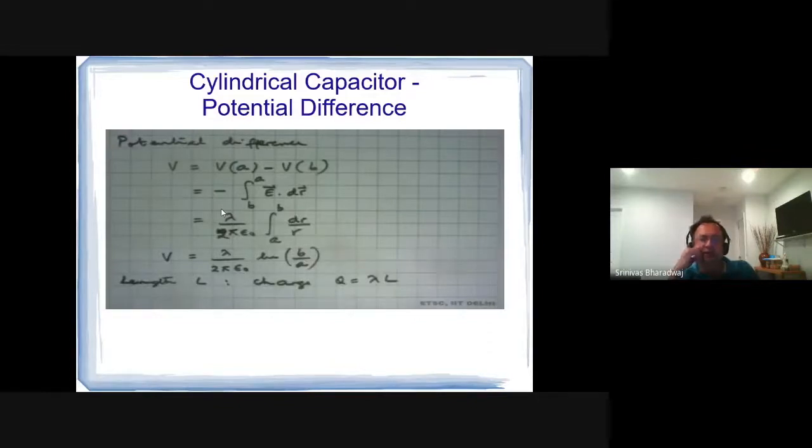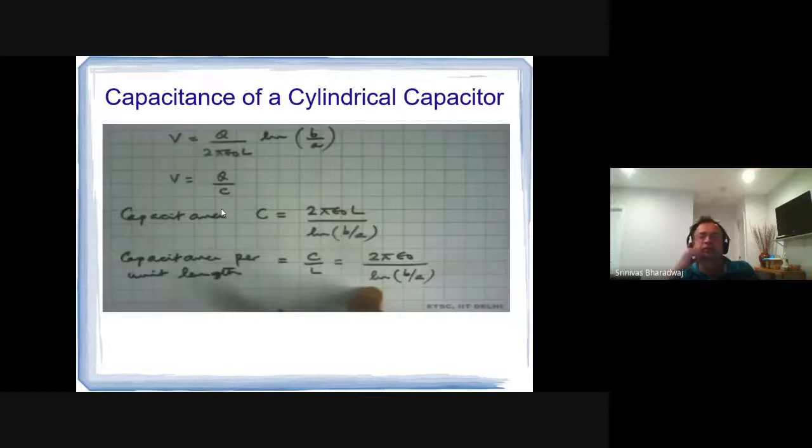And then you have Q is equal to CV, right? Q is lambda times L, and therefore, because Q is lambda times L, you can replace lambda with Q by L. Therefore, you end up with V equals Q by 2 pi epsilon naught L ln of B by A, okay? And therefore Q is equal to CV. So that is the resultant capacitance, 2 pi epsilon naught L divided by ln B by A, right?